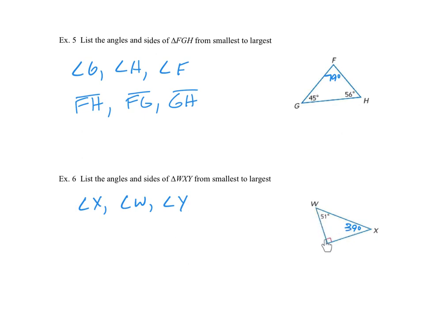So now to list the sides smallest to largest, 39 degrees is the smallest angle, so that means the side opposite is the smallest side. So side WY is the smallest, followed by side XY, that is opposite this 51 degree angle. And then last but not least would be the side opposite the right angle called the hypotenuse. That's our largest side, and it is WX.